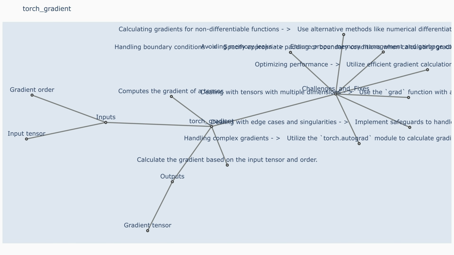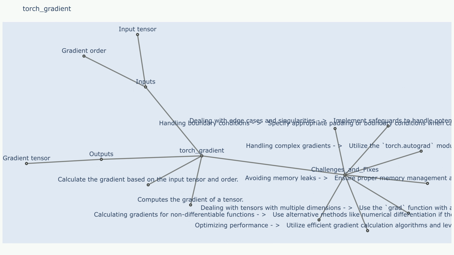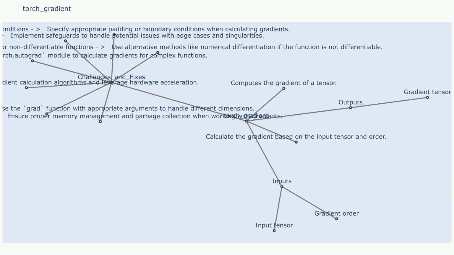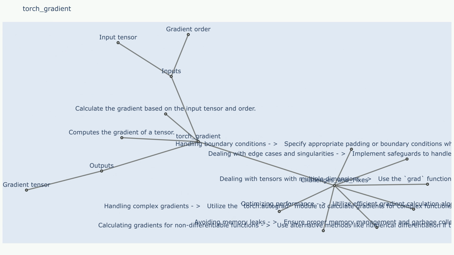torch.gradient. Description. The torch.gradient function computes the gradient of a multidimensional tensor along specified dimensions. It uses finite differences to approximate the derivative at each point. Inputs. Input 1: input, a multidimensional tensor representing the function whose gradient needs to be calculated. Input 2: dim (optional), a list of integers indicating the dimensions along which to compute the gradient. If not specified, the gradient is calculated along all dimensions.